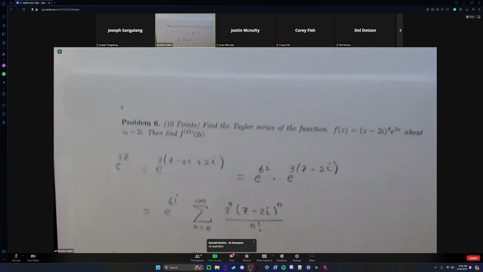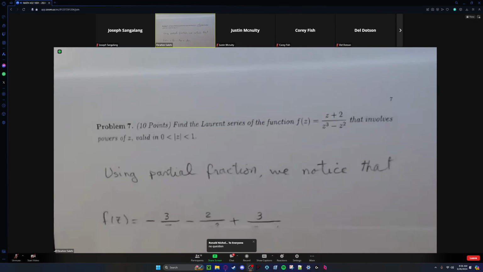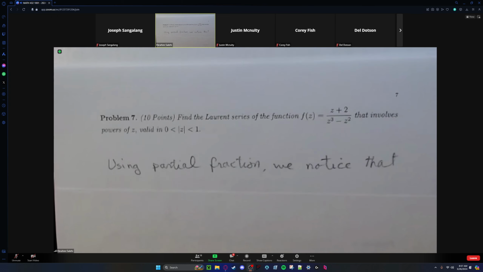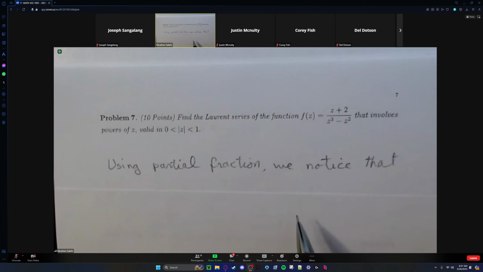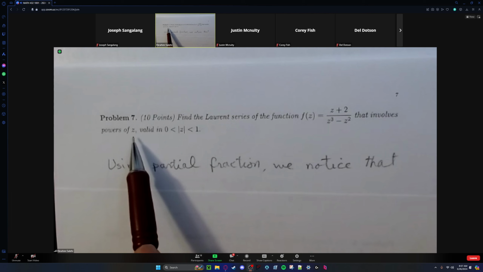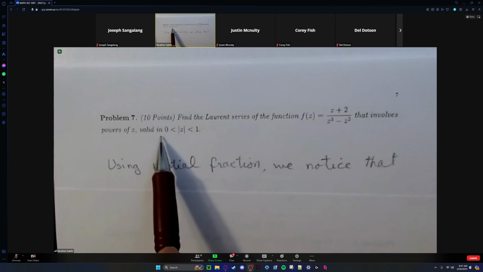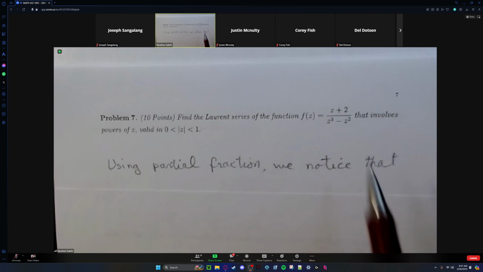And now here comes problem number 7, which is about using Laurent series, in powers of z. You have to pay attention to this: in powers of z. For example, if I factor z squared, that's already the portion that is in powers of z. I don't need to mess with that.